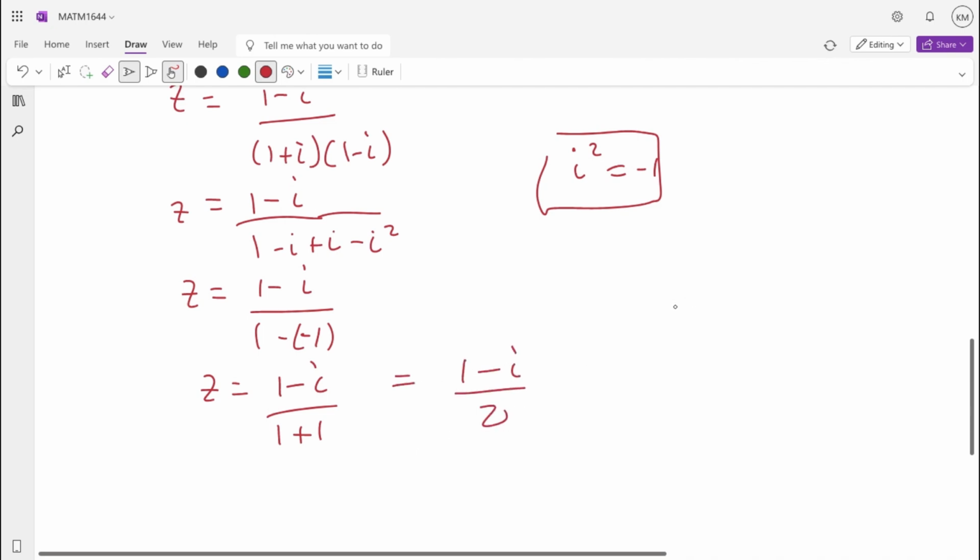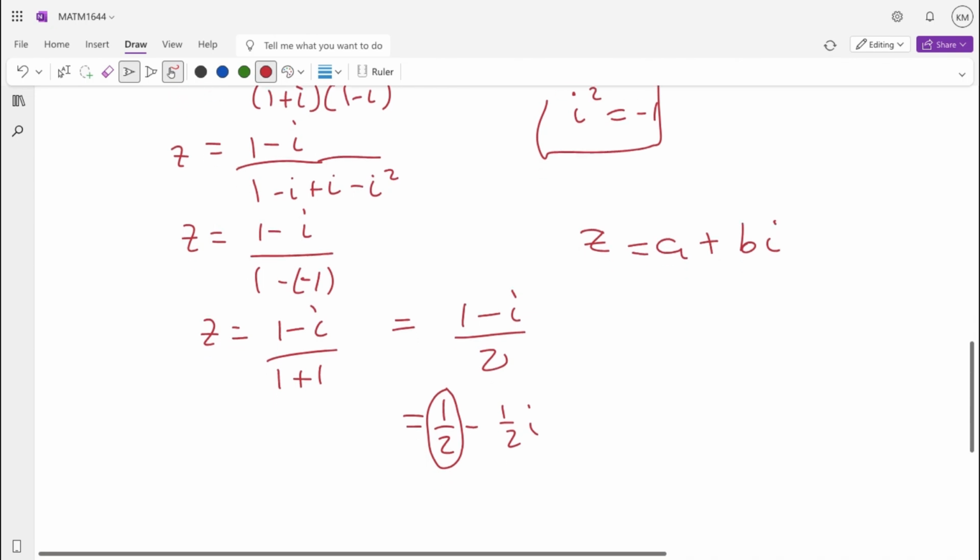We need it to be expressed in the form a plus bi. So we can divide each term at the numerator by 2, such that we end up having a half minus 1 over 2 i. This is now your value of a, and that one is your value of b. So it is expressed in the form Z equals a plus bi. That is how you do it. That is the basic idea.